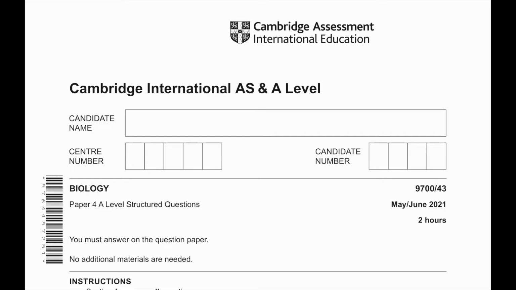Hello everyone. Today we'll be solving Cambridge International AS and A-Level Biology Paper 4 A-Level Structured Question May June 2021 Paper 4-3. Today we'll be solving from question number 1 to question number 5.